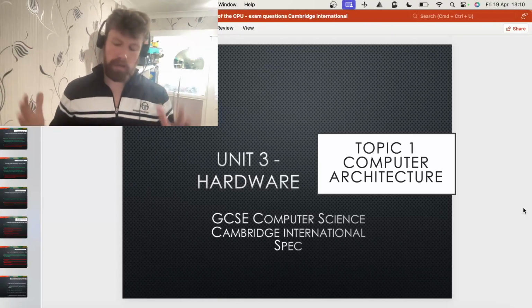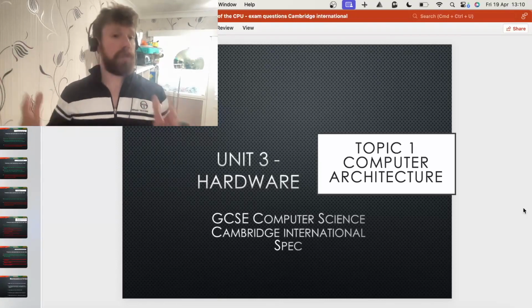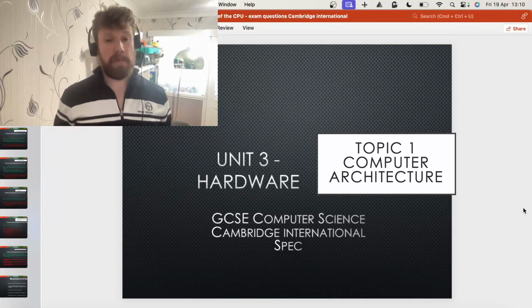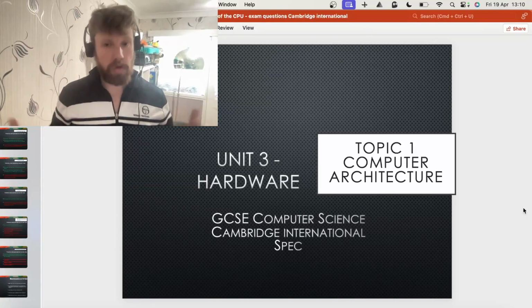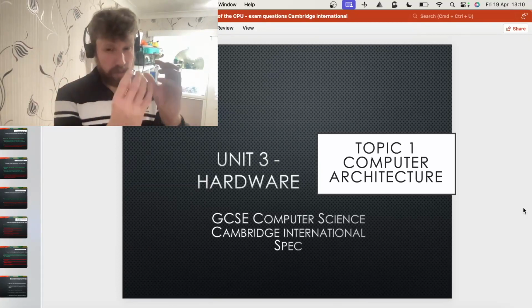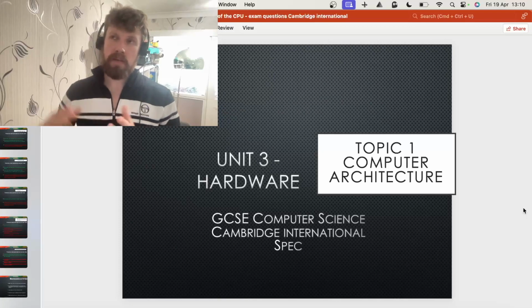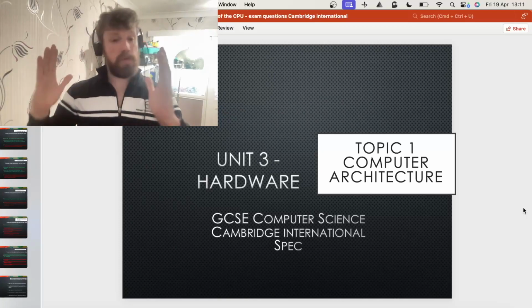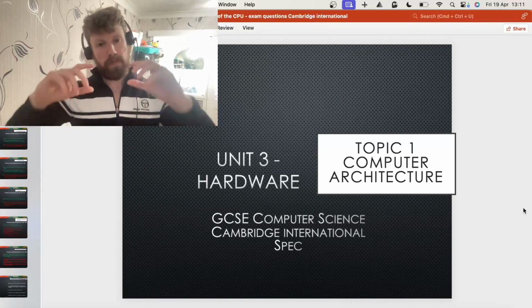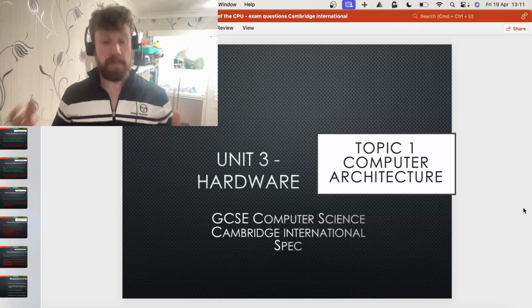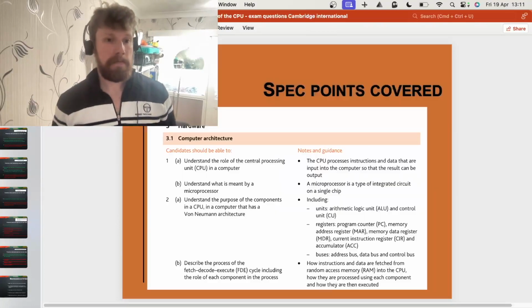So the way that I work is I look at all of the spec points and think about all of the potential questions that could come up. And then I use my examiner knowledge to give you as little as possible to remember so that you can access those top grades. By condensing everything, you don't have as much to remember. So going through this model, I think this is going to be the most efficient way that you can get the best grades in computer science.